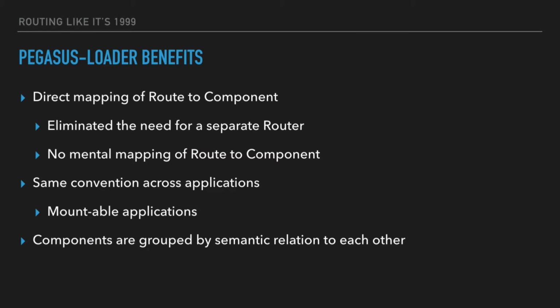Components are grouped by semantic relation to each other. So we don't have a flat project structure where we have a single directory with hundreds of components in it. Everything is grouped based on its relation to each other, based on your routing structure, which, if you've designed your routing structure in a smart way, is based on semantic relation to each other. So the components in your application are now structured in that way naturally.